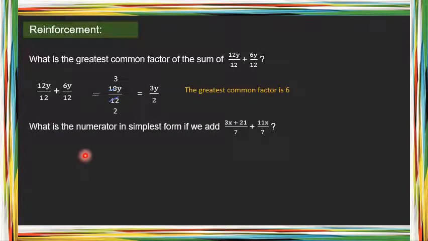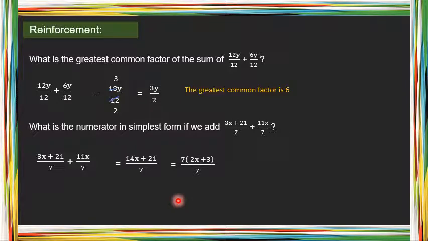Another one, what is the numerator in simplest form if we add 3x plus 21 over 7 plus 11x over 7? So the asking about the numerator, not the total answer or the simplifying. We have this 3x plus 21 over 7 plus 11x over 7. So the answer, when we combine the similar terms, we have 14x plus 21. And then copy denominator. So again, what is the numerator in simplest form?